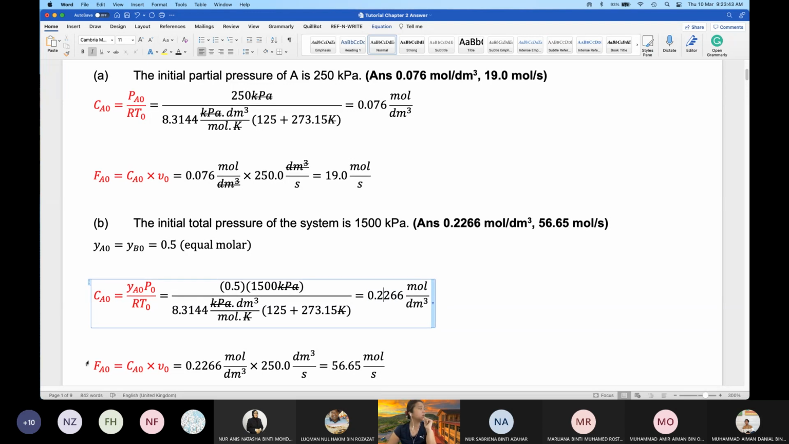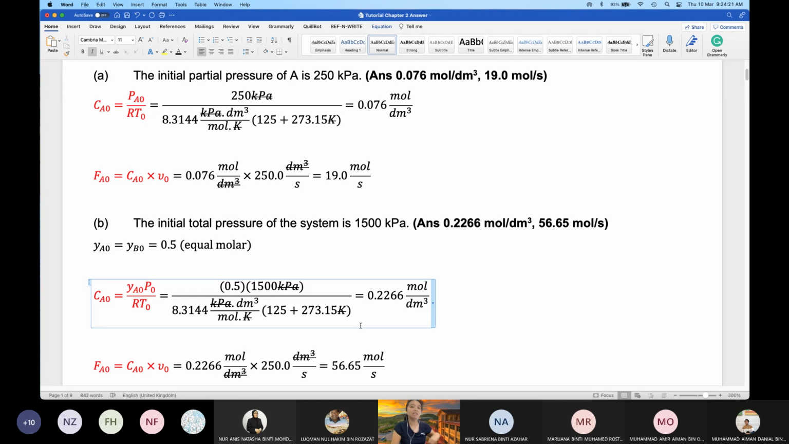Subsequently, to find FA naught, that's straightforward. FA naught is still the same, CA naught multiplied with V naught, but of course don't forget my CA naught has changed, because my new CA naught is 0.2266. So I multiply 0.2266 mole per dm cube with my initial volumetric flow rate, which is again the same, 250 dm cube per second. Again, if I do unit cancellation, I can cancel my dm cube. I'm left with mole per time, mole per second, which is molar flow rate. So most likely your answer is correct.